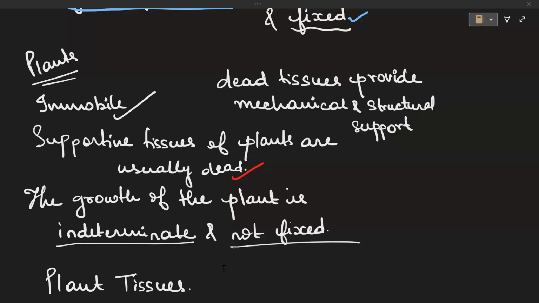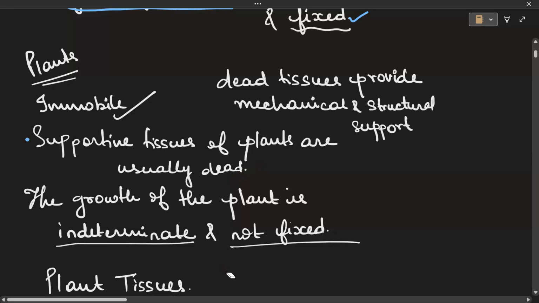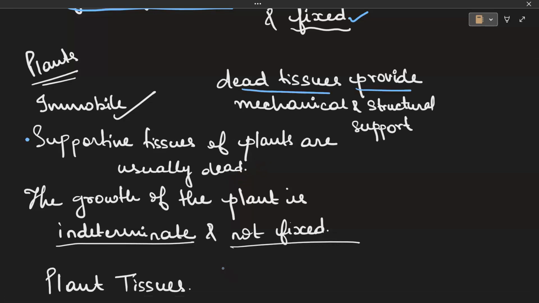Right. Why? Because plants are immobile. They cannot move from one place to another. Because of this, since they have to stay at one place, they require a lot of supportive tissues. Usually, the supportive tissues of plants are dead, and by dead, I mean that the protoplasm will not be present. Apart from that, the dead tissues provide mechanical and structural support.